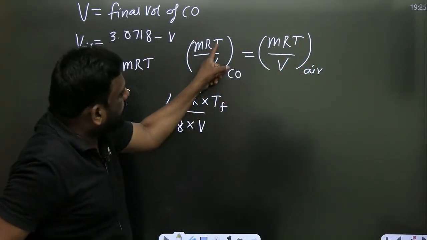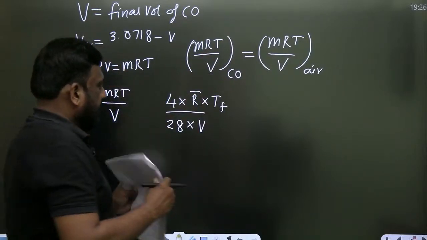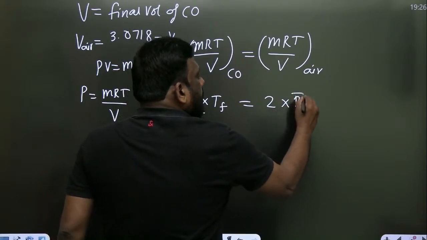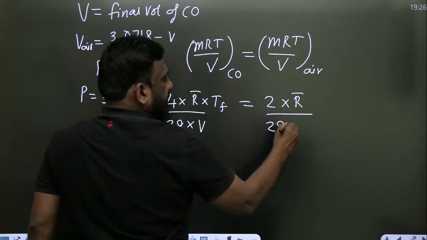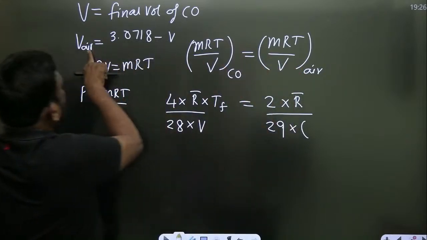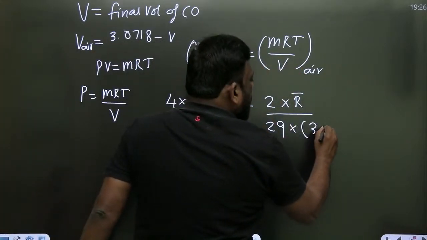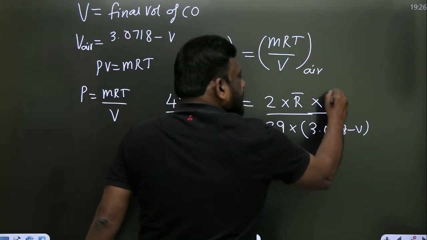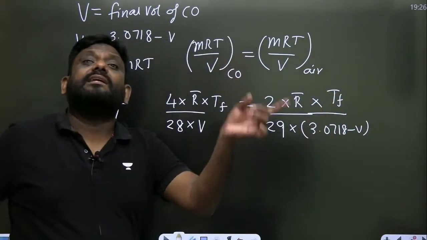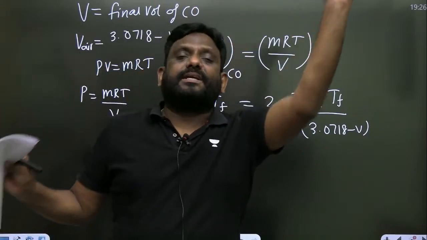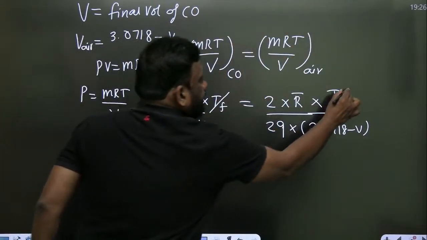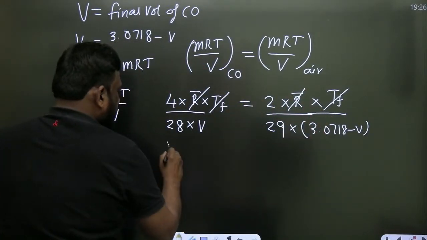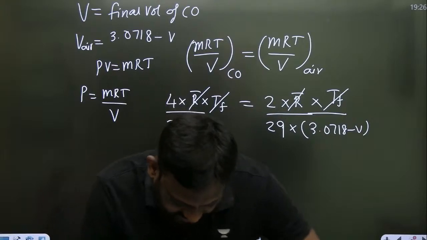So what will happen to this? It will be the final temperature. Similarly, for air, m is 2, R bar by 29. And what is the final volume of air? The final volume of air is 3.0718 minus V, into temperature. Finally both are reaching equilibrium temperature, so the final temperature will be the same. So this R bar will cancel. So everything is in terms of V. I will get V. Is this equation clear?